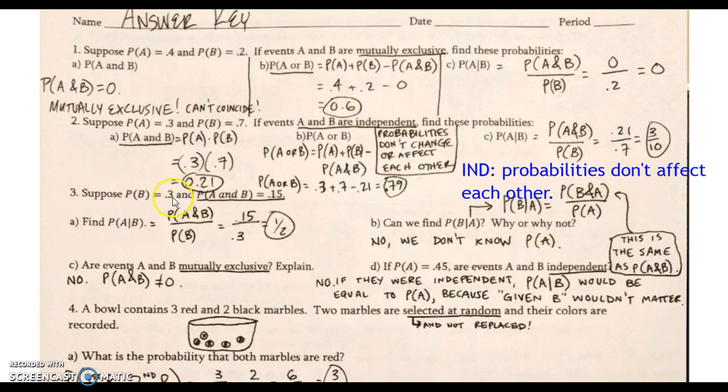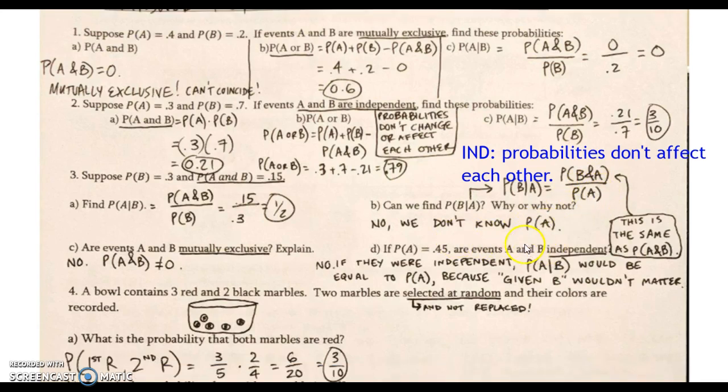For question number 3, it gives us the probability of B and the probability of A and B. This helps us find the probability of A given B. That's the same formula as above here. We were able to figure this out pretty effectively. We can't find the probability of B given A, however, because we don't know the probability of just A. So, unfortunately, we can't figure it out.